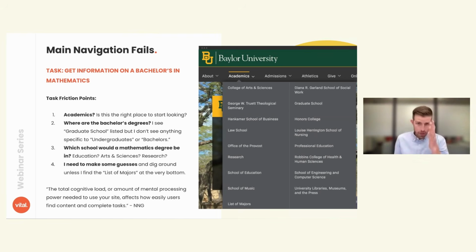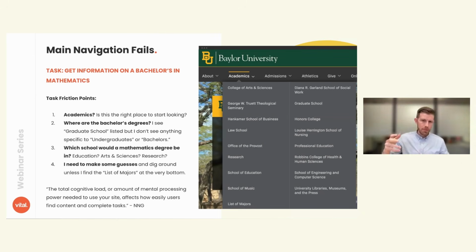All right. So again, I want a bachelor's in mathematics. I'm interested in figuring out if the school offers it. And man, are there a lot of options in here. I don't see anything that says bachelor's. I'm looking for a bachelor's. I see graduate school, which makes me think, okay, well, if they list graduate school, then there's probably something here about the undergraduate or bachelor. No, okay, if there's not. All right, so maybe I assume now that all these schools are just undergrad because they called out graduate.